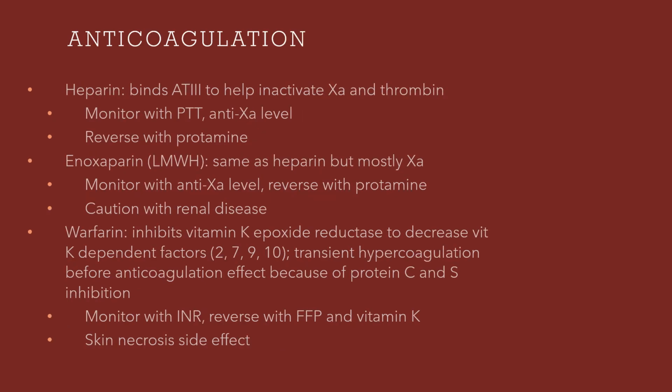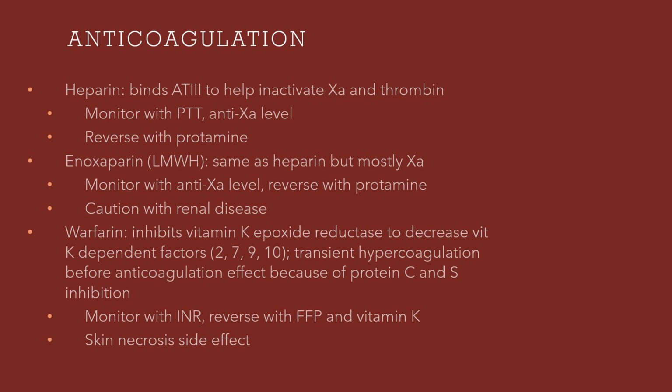When we're trying to anticoagulate these patients, so we've gone from hemophilias where the patients are bleeding too much to then problems with like protein C and S and AT3 causing too much clotting and things like DVTs and PEs. So when we want to anticoagulate patients, we would use heparin, which binds AT3 to help inactivate 10A and the thrombin. We would monitor heparin with PTT and the anti-10A level, and then we reverse heparin with protamine if we start getting too much bleeding.